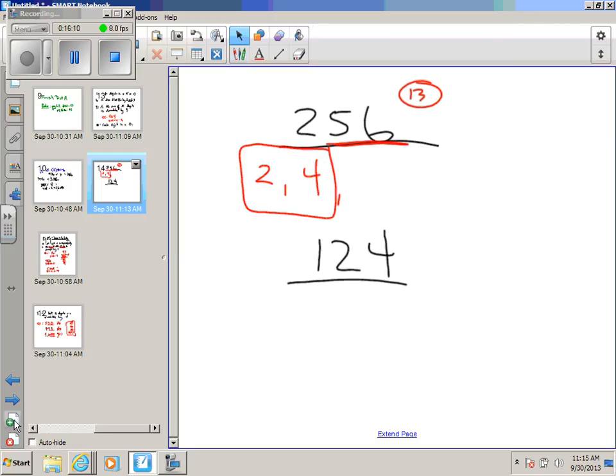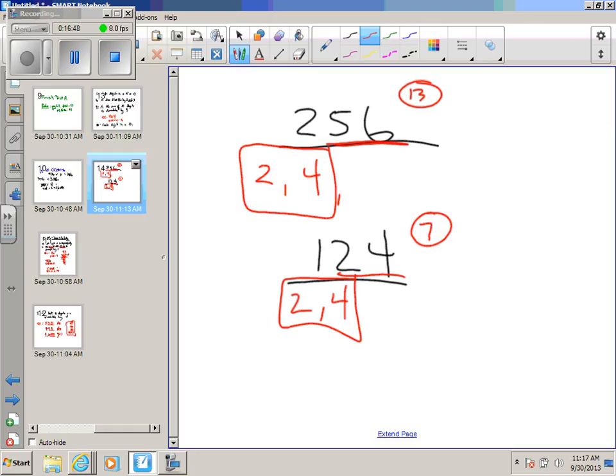Give it a shot. 124. Okay, 124. Divisible by 2. It's even, yes. Sum of the digits. 1 plus 2 is 3. 3 plus 4 is 7. Divisible by 3? No. Divisible by 4, is 24 divisible by 4? Yes. Divisible by 5? Divisible by 6? Divisible by 2 and 3? I see a 2, but no 3. How about 9? Is 7 divisible by 9? 10? So again, a 2 and 4. Okay.